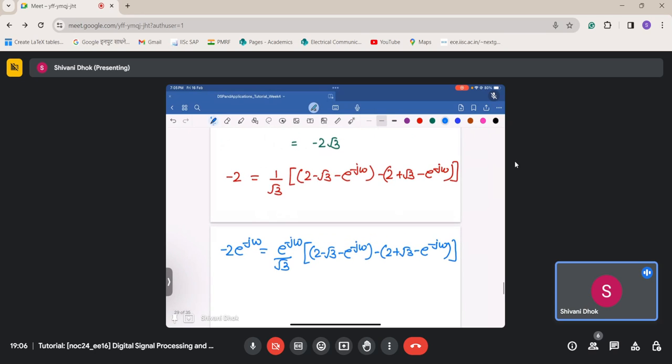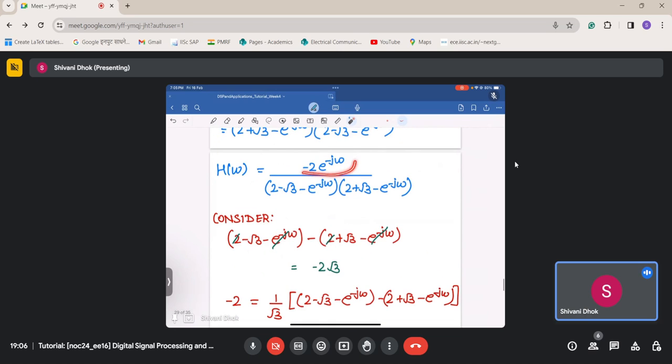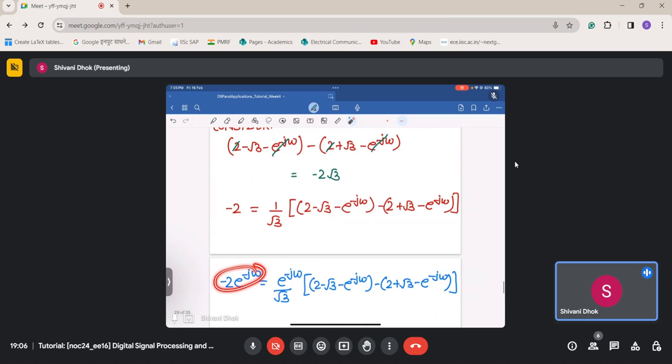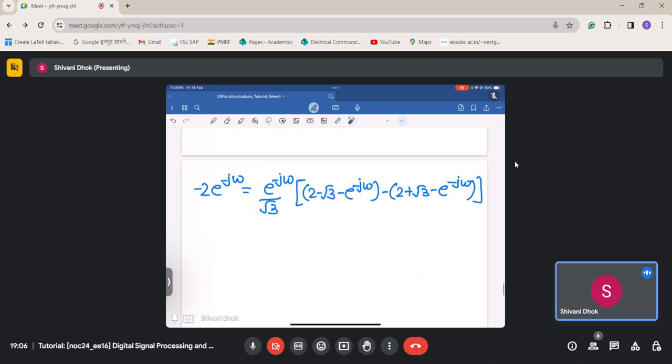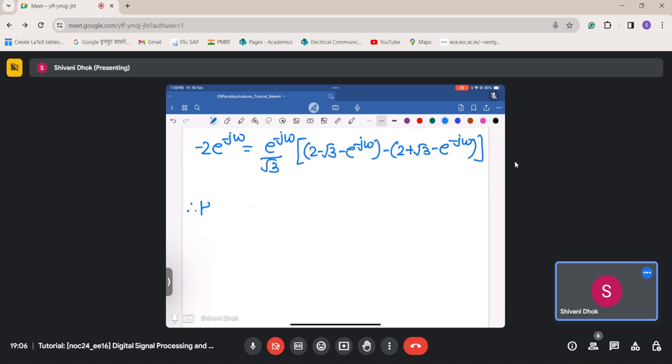Okay. So now if you observe this thing here, this quantity is exactly equal to this quantity, which we have found out as equal to this quantity. So we'll substitute this in place of this. So what we have now is, therefore, H of omega is equal to e power minus j omega upon root 3 multiplied by (2 minus root 3 minus e power minus j omega minus 2 plus root 3 minus e power minus j omega).